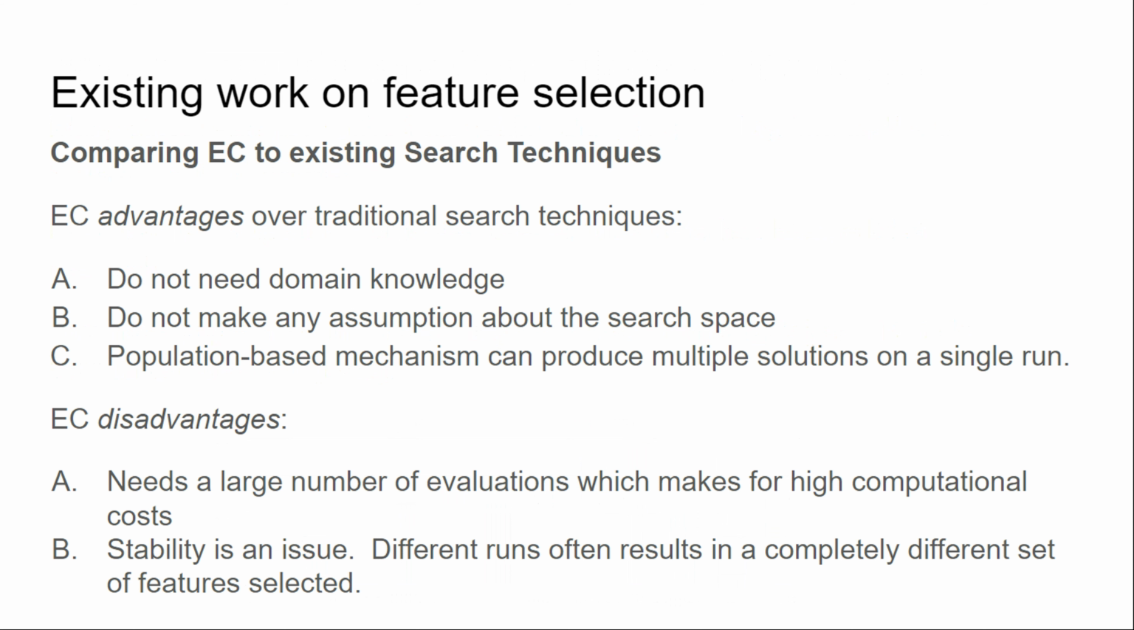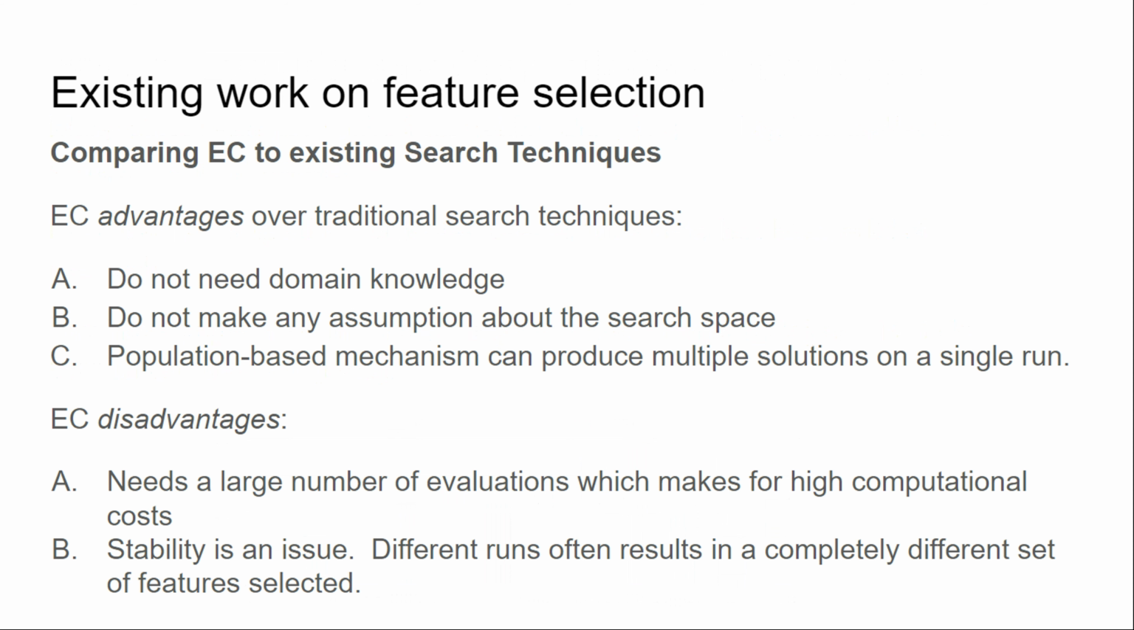EC itself is used as a search technique. However, it is not a traditional one like, say, greedy search. And so, comparing to traditional search techniques, besides doing a better job at global search, EC for feature selection has some other advantages. It doesn't need domain knowledge. In the case of GA, it only knows ones and zeros and the fitness function. It doesn't need to know what ones and zeros represent. And it doesn't make any assumptions about the search space. Because it's adding offspring to the population, it also produces multiple solutions.